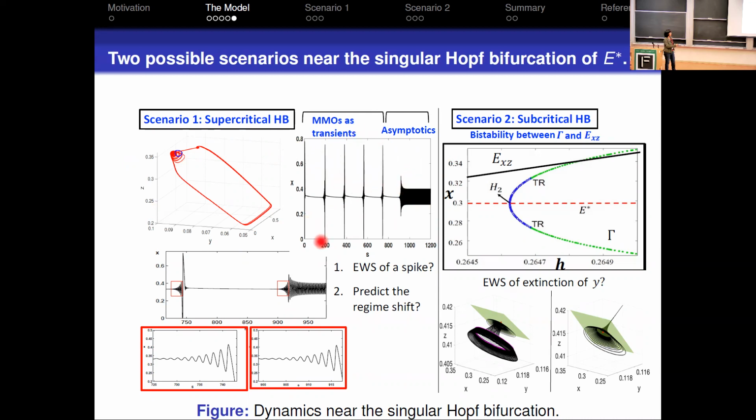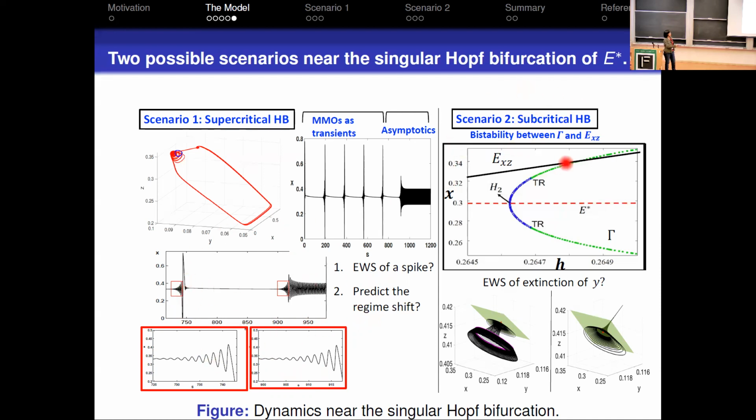And if we take a close look at the time series, then we see here that the local oscillations before the system spikes, or before it approaches the small amplitude cycle, appear very similar. So you really cannot tell what is going to happen next. And so the questions are: can we detect early warning signals of a spike? And can we predict the timing of the regime shift? These are the two questions we'll try to answer in scenario 1.